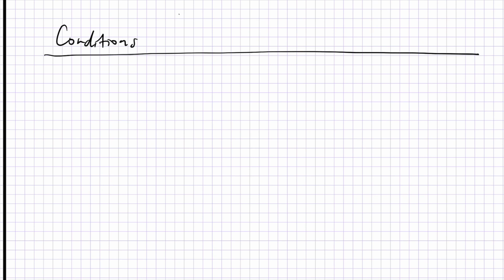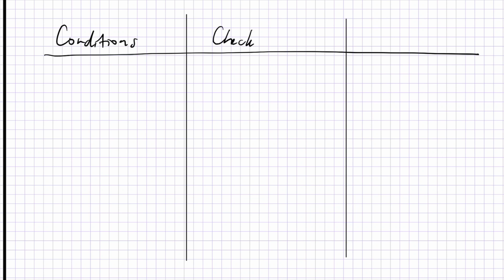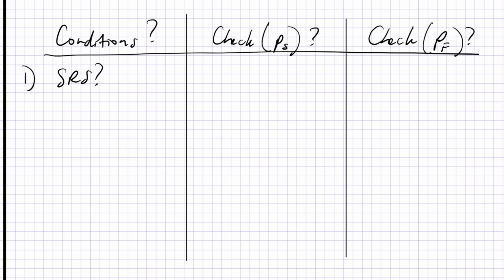Next step, conditions, assumptions. So we have our 3 conditions. I have 2 samples to check. The first one is going to be a check for P S, and then the next one's a check for P F.